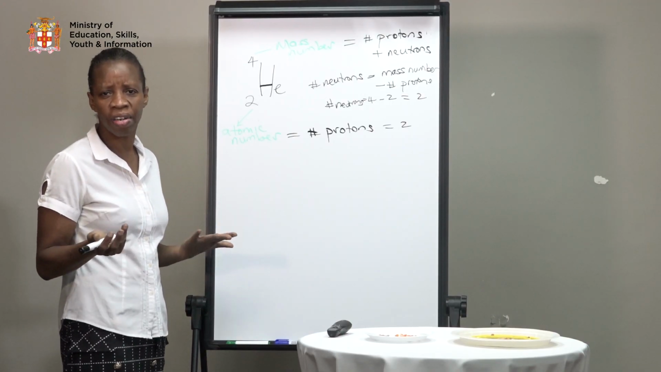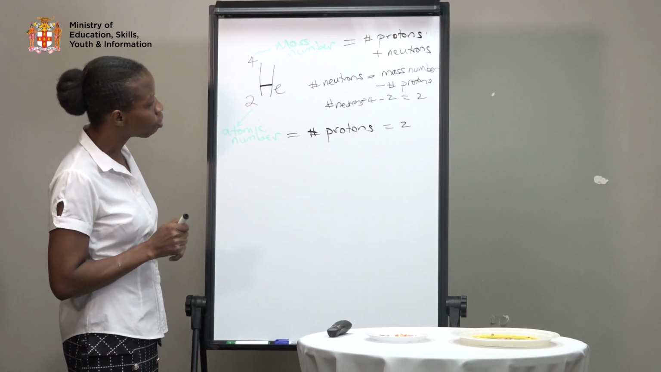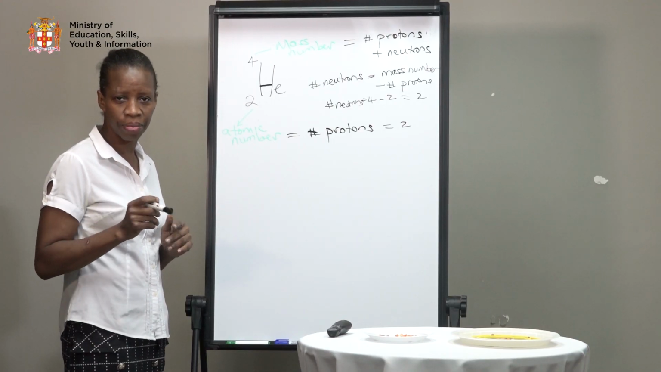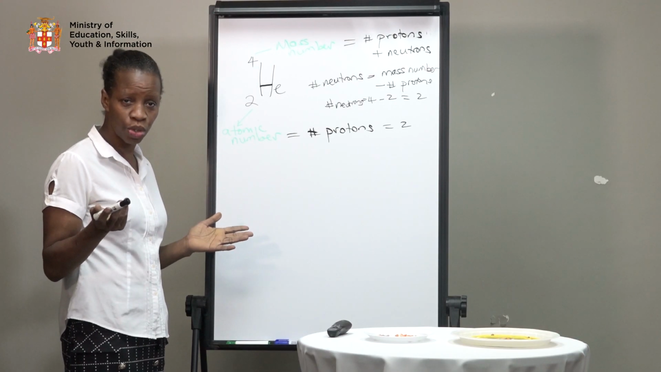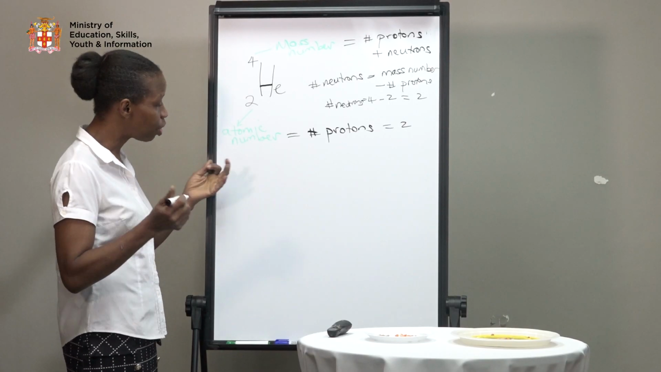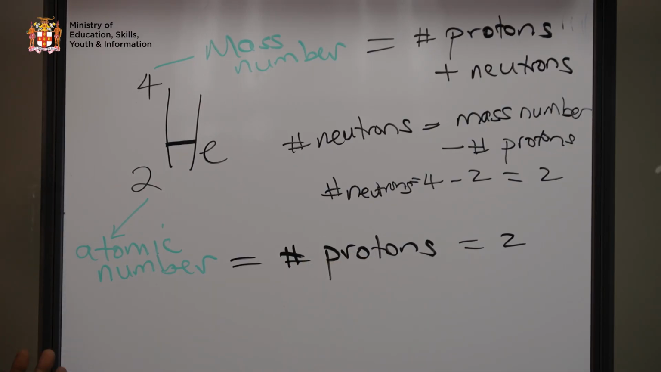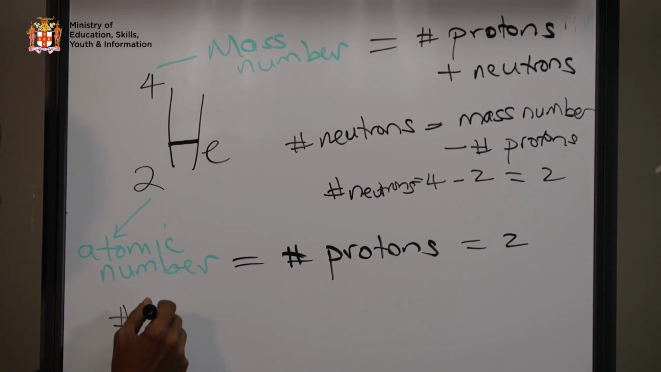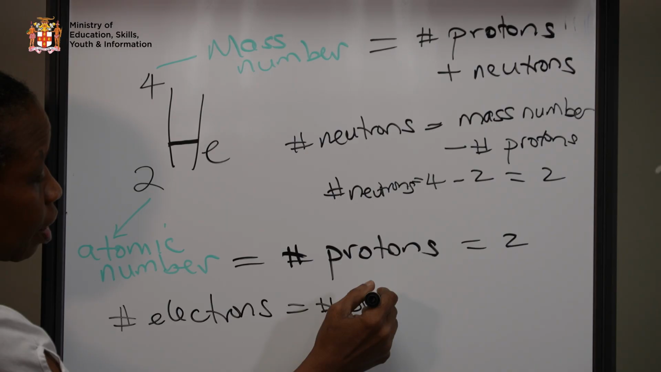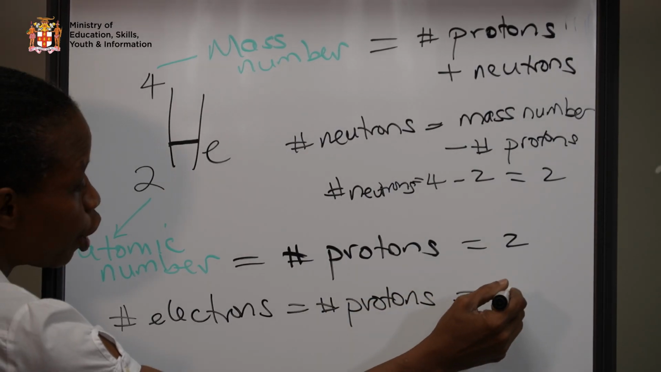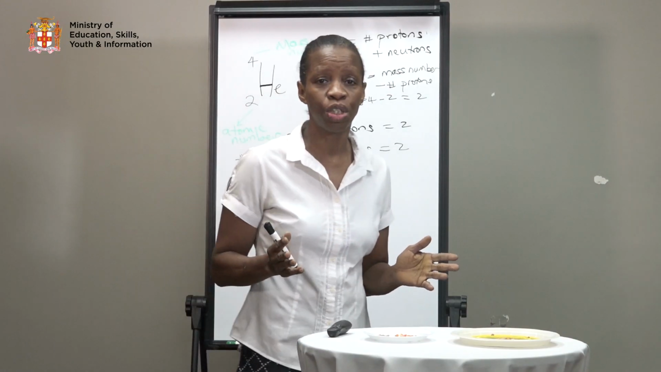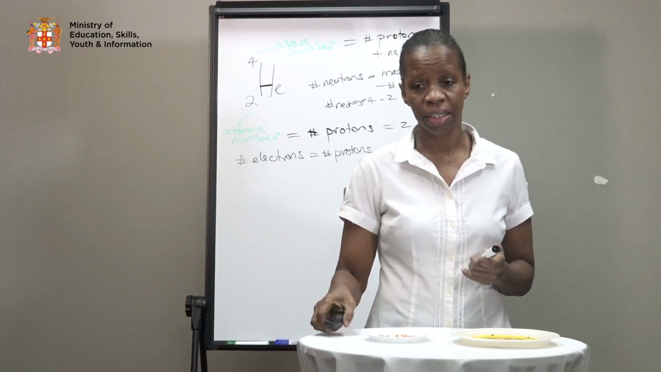So how do we work out the number of electrons? What did we say earlier? What makes an atom neutral? The atom is neutral because the number of protons and the number of electrons are equal. And so, if we know the number of protons, once it's a neutral atom, then the number of electrons is going to be equal to the number of protons, right? And hence that number is 2. Great.